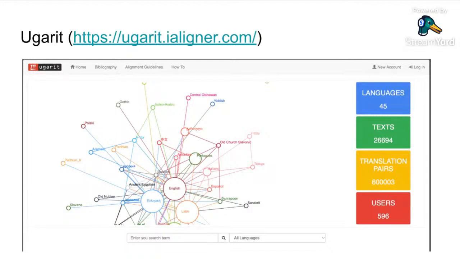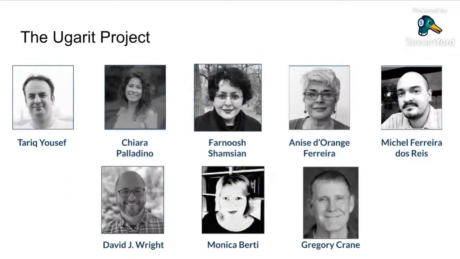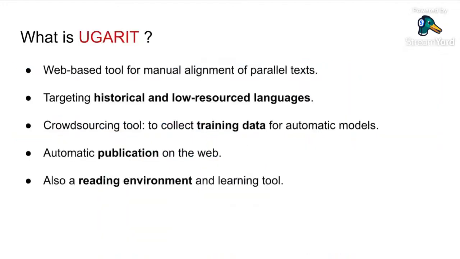It's probably around 800 users at this point and close to 1 million translation pairs. And the Ugarit project is currently supporting several other projects that use text and translation alignment for different purposes. So there are different team members, different project applications that Ugarit supports at the moment.